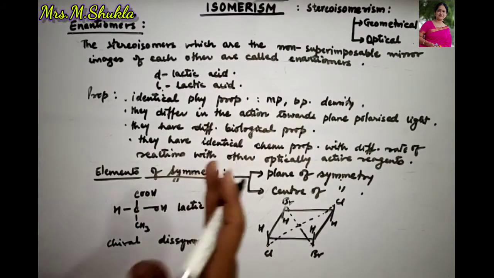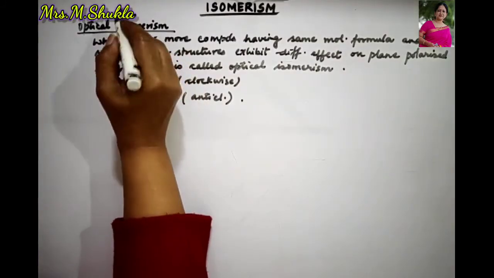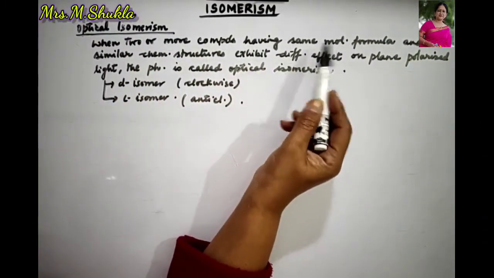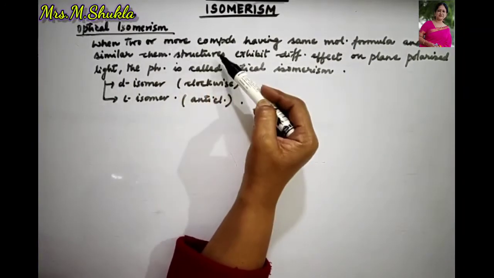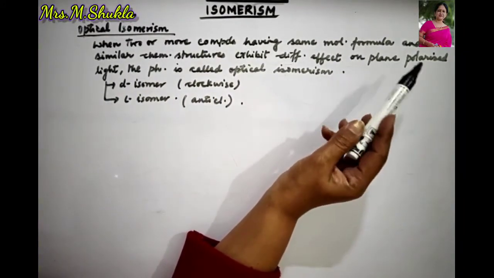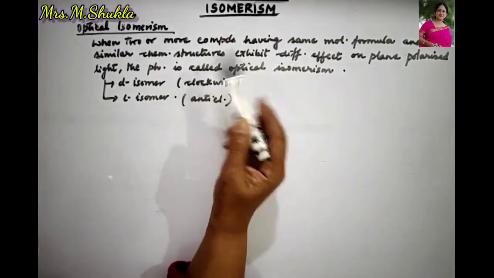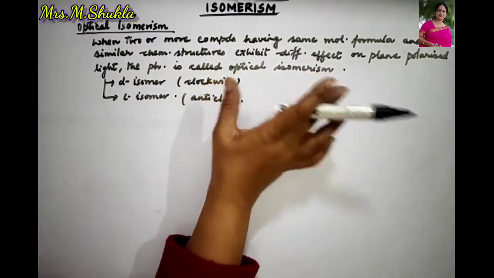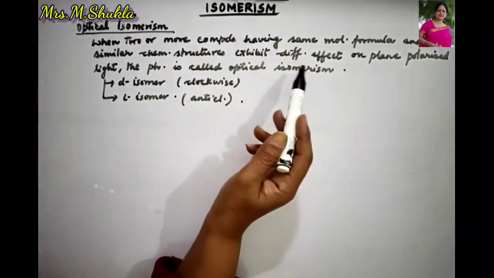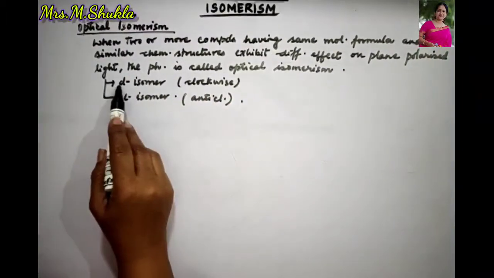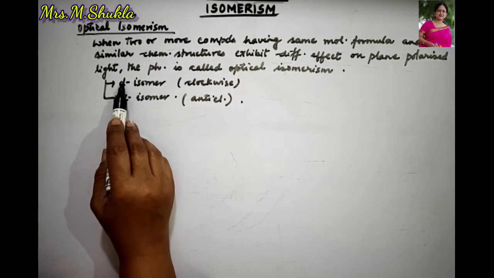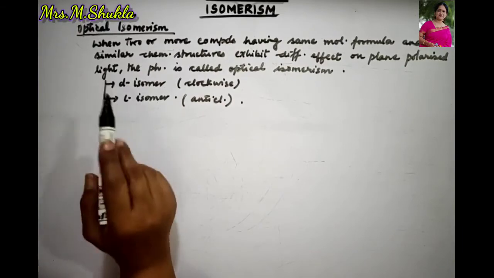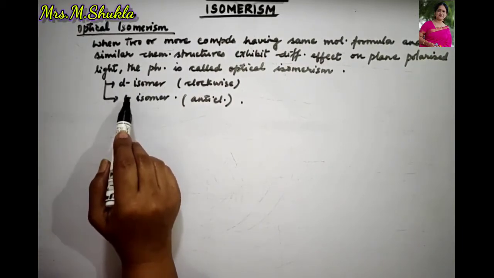Now talking about optical isomerism. Let us understand what optical isomerism is. When two or more compounds have the same molecular formula and similar chemical structures, but exhibit different effects on plane polarized light, the phenomenon is called optical isomerism, and the compounds are called optical isomers. These optical isomers are of two types: D isomer and L isomer. What do we mean by D? It is dextrorotatory or D isomer, and L is levorotatory or L isomer.